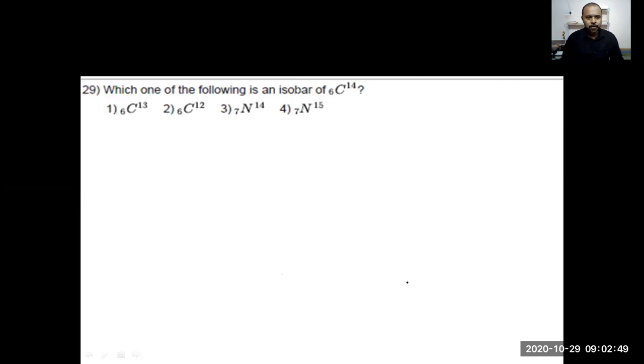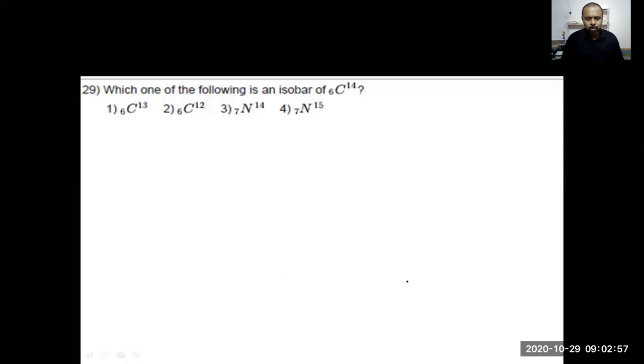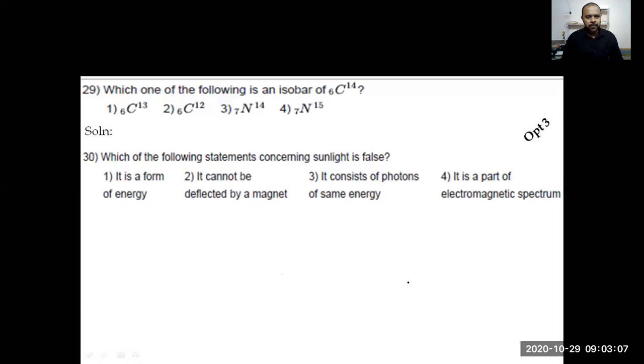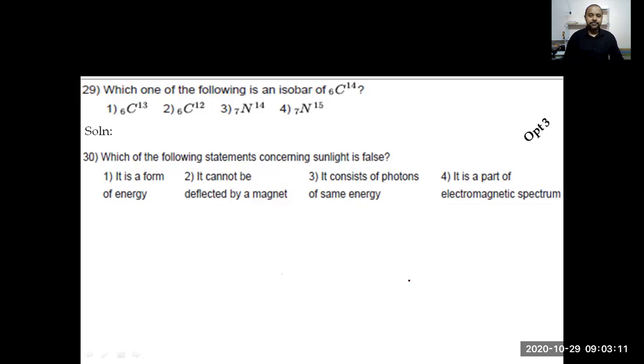29. Which one of the following is an isobar of 6C14? Option third one. What is an isobar? Same mass number, different atomic number. So option 3. 30. Which of the following statements concerning sunlight is false?